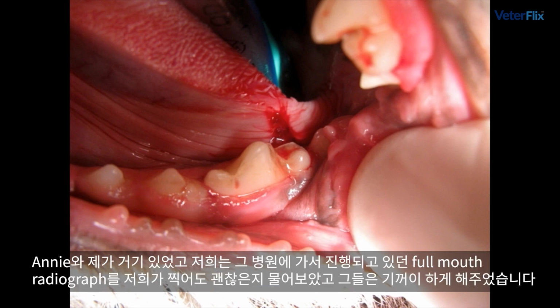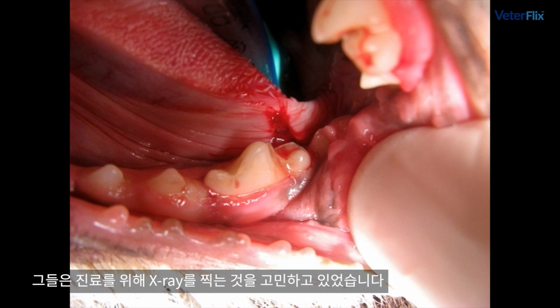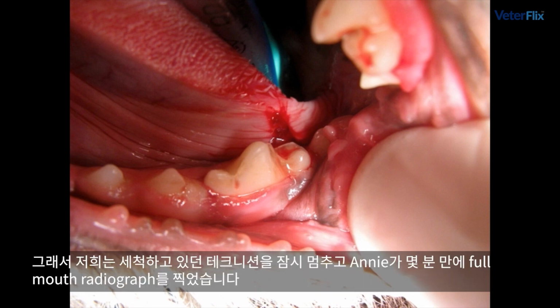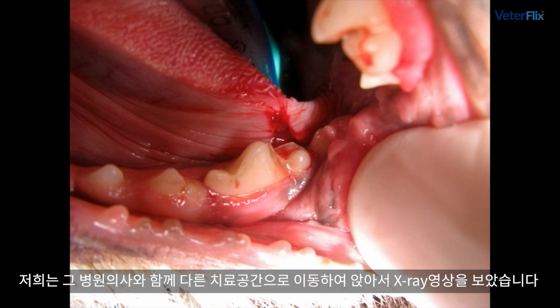And so Annie and I were there. We walked to the practice, which was next door to the building we were setting up in, and asked if we could take full mouth radiographs of this procedure that they were doing when we walked in. And they were more than happy to allow us to do that because they were contemplating getting radiography for the practice. So we interrupted the technician in her cleaning. Annie took full mouth radiographs. Within a couple minutes we were done. We took the doctor with us to another part of the treatment area and sat down and looked at the radiographs.